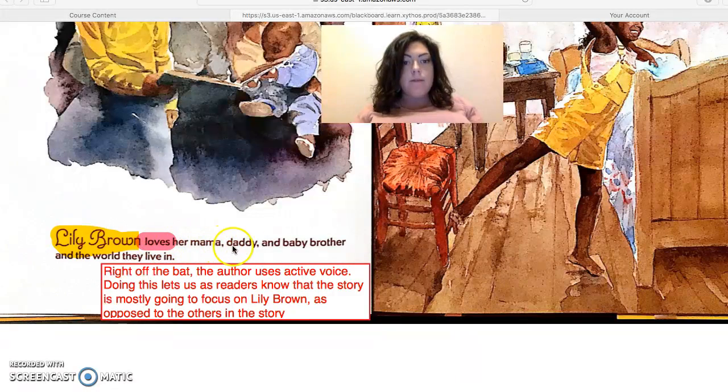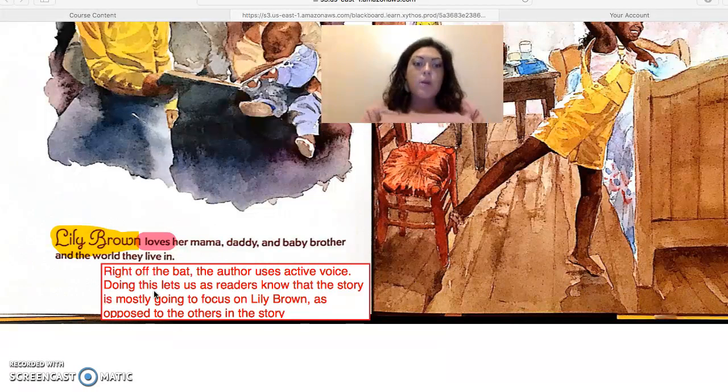The first form of author's craft that I saw that she pointed out was this right here. Lily Brown loves her mama, daddy, and baby brother and the world they live in. And she said right off the bat the author uses active voice. Doing this lets us as readers know that the story is mostly going to focus on Lily Brown as opposed to the others in the story.